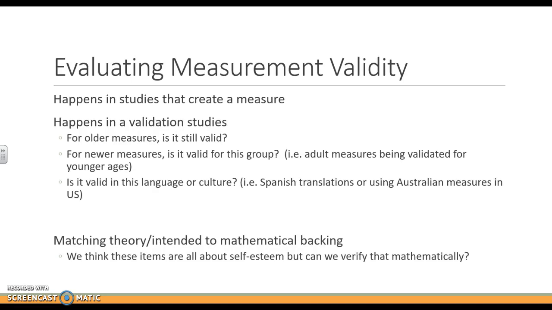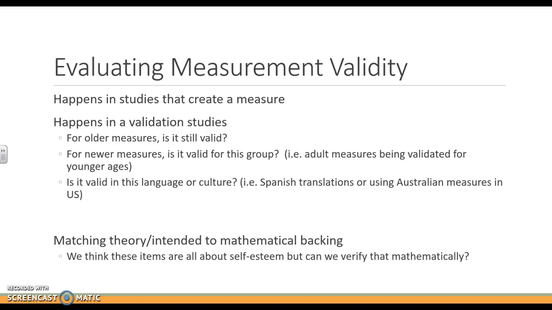Now we need to evaluate the validity of a measure. These happen in studies that are going to create measures and also in validation studies. So there's kind of three different ideas of a validation study. It could be an older measure that we're saying, hey, does it still work? So if there's an anxiety measure on statistics that was developed in the 80s, I don't know that that's still going to be valid for our current students.